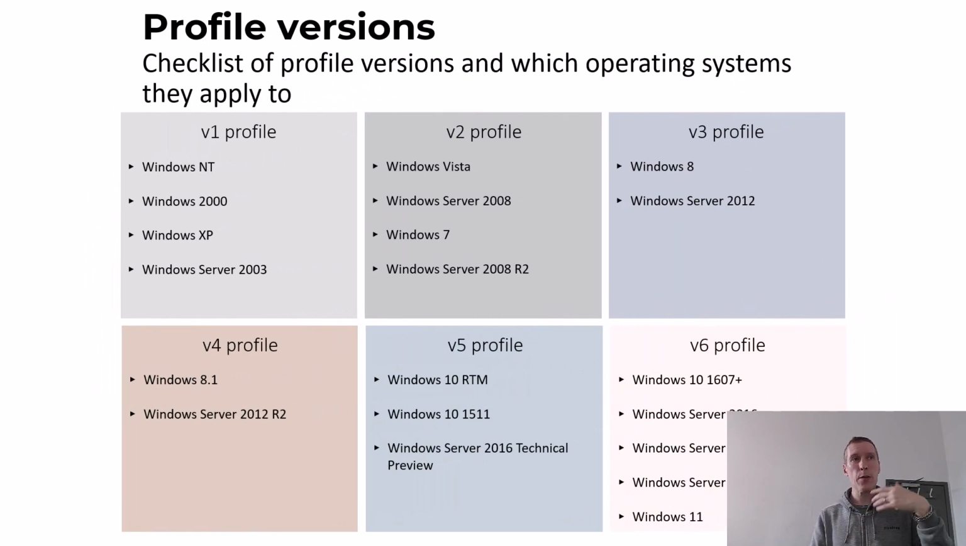Now, as operating systems move onwards, there are different versions of profiles. The latest version that we have is a version 6 profile. It's been around since Windows 10 1607. If you go back and look at that picture there, you can see all the different operating systems the different profiles apply to. Normally, if you take a profile from an older operating system and log on to a new one, it will do a one-time upgrade.